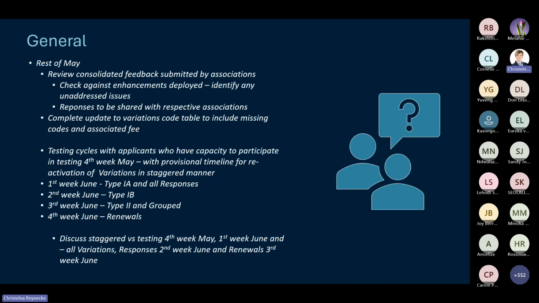The proposal at the moment that has come from SAHPRA after some internal consultations is to look at rolling through the 1st week of June with the type 1A submissions on the portal, as well as all of the responses. In the 2nd week of June, to go live with the type 1B submissions. And in the third week of June, the type 2 and grouped submissions. Fourth week of June, we then reserve for taking in the renewal submissions.